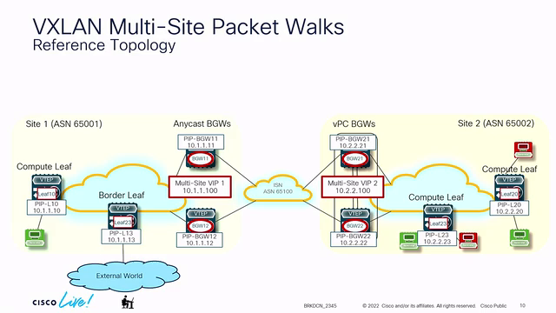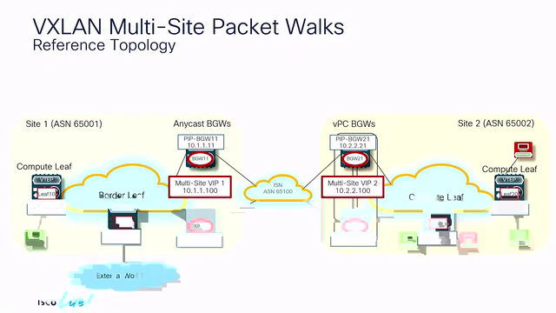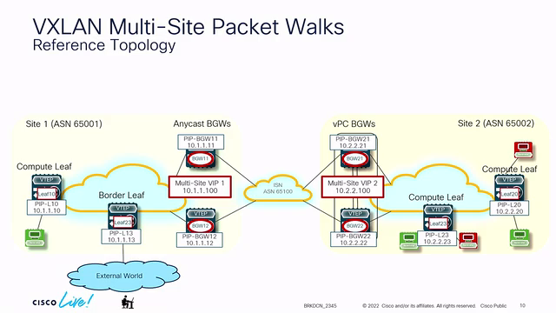I have site 1, ASN 65001, with a compute leaf, with the two Anycast border gateways, with a border leaf, which provides connectivity to the external world, because, as I mentioned, we want to cover also that part. And I have a second site with a pair of compute leaf and a pair of VPC border gateways. I don't show spines. The spines are in the middle of that little cloud.